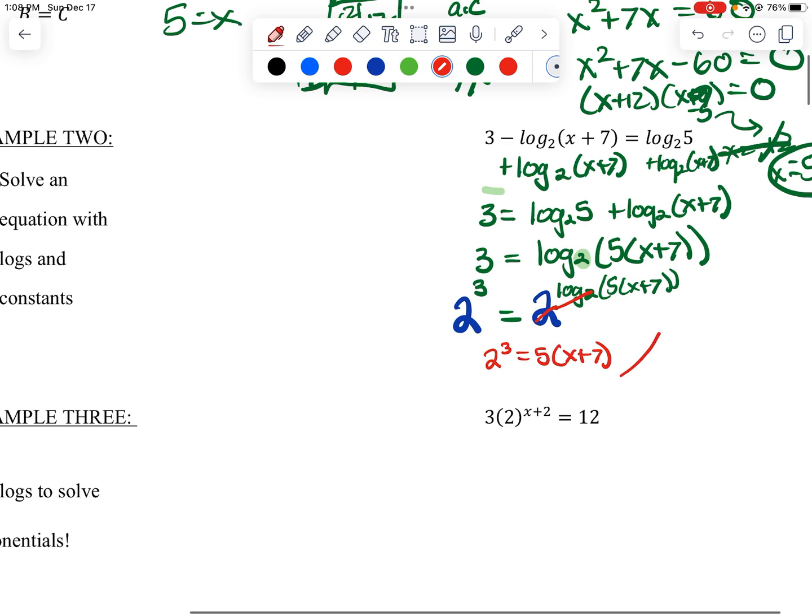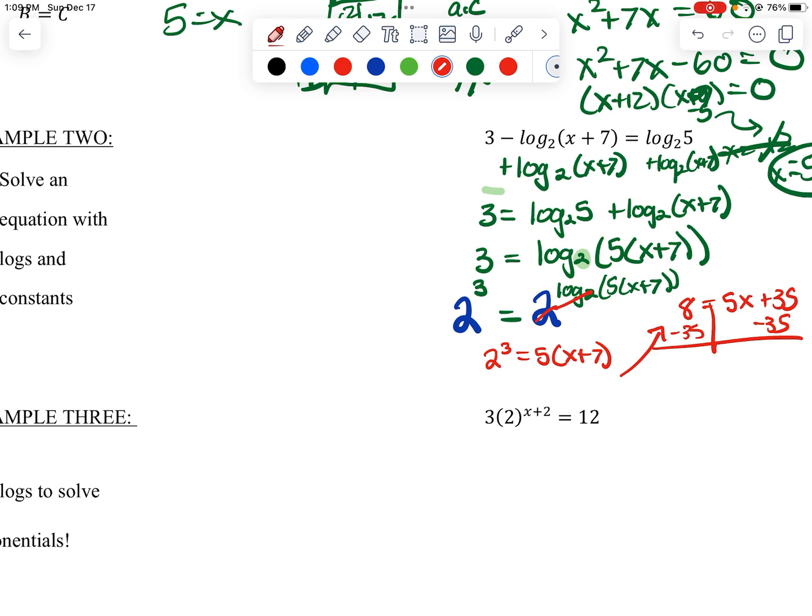So 2 cubed is 8. So 8 equals, if I distribute, 5x plus 35. And we can solve: minus 35, minus 35. So 8 minus 35 is negative 27 equals 5x, divided by 5, divided by 5. So x equals negative 27 over 5. And again, I have to double check. If I plugged that back up here for x, negative 27 divided by 5 plus 7, that's positive, so we're good to go.